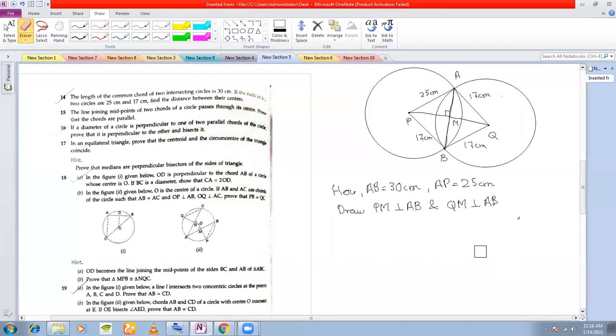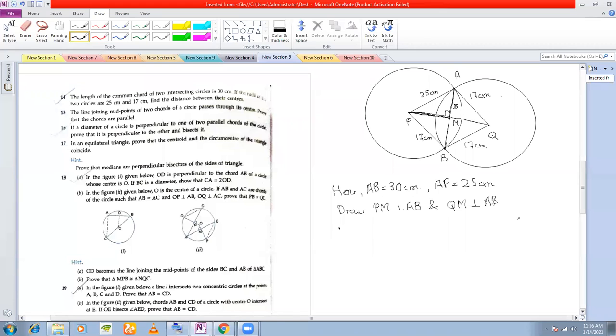Now once we are clear with this, that PQ will be a single straight line, we shall proceed to find out the distance between the centers. What is the distance between the centers? It is PQ, but it is also the sum of the lengths of PM and MQ. Now let us proceed to find PM. How do you find PM? First of all, you know AM to be 15 centimeters. How do you know AM to be 15 centimeters? Because it is half of the length of AB.